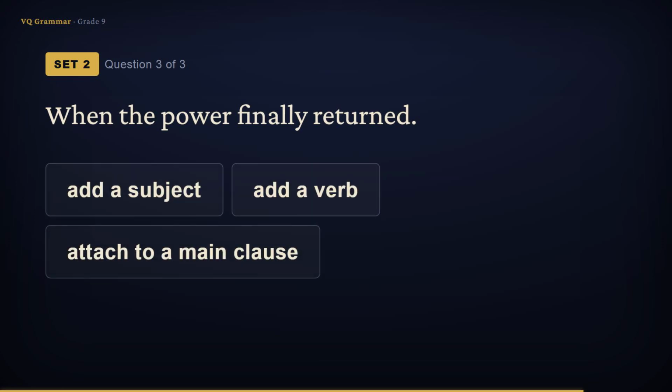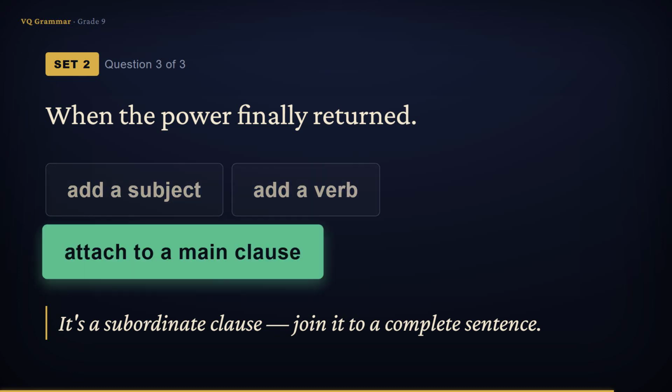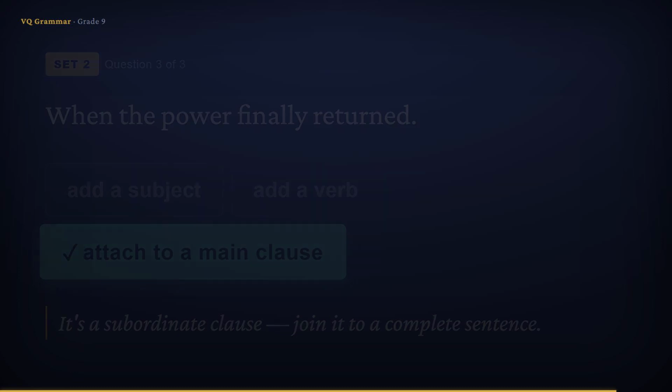When the power finally returned. This clause already has a subject, the power, and a verb, returned. So adding words won't help. The trouble is that opening when, which leaves it dangling. We fix it by attaching it to a main clause. When the power finally returned, we cheered. So the answer is attach it to a main clause.